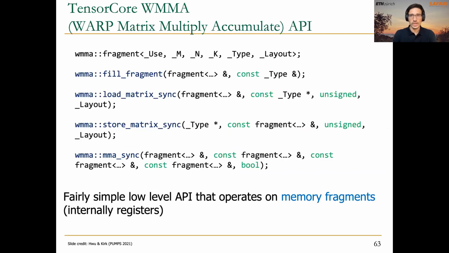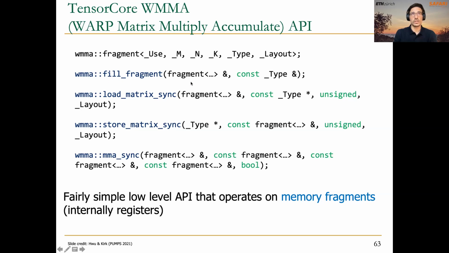So here you can see the syntax for the different instructions or APIs that we have to use to perform the matrix multiplication using the tensor core. Here we are going to divide the input and output matrices into fragments. So we have to declare these fragments and we are going to compute on these fragments. Essentially these fragments are the submatrices or the tiles that we are going to compute on. These fragments are going to be stored internally in registers, as we have already mentioned before.